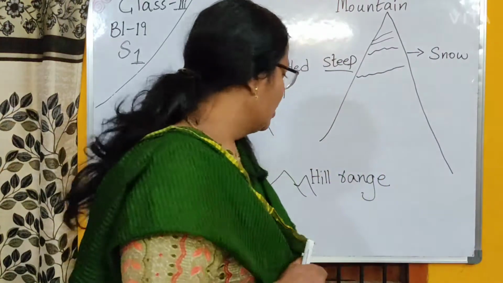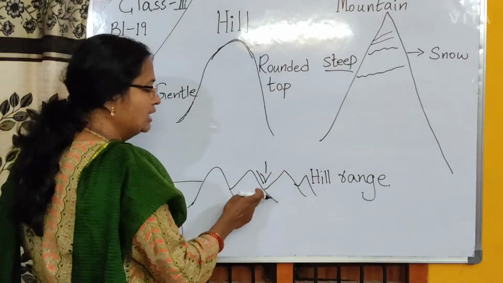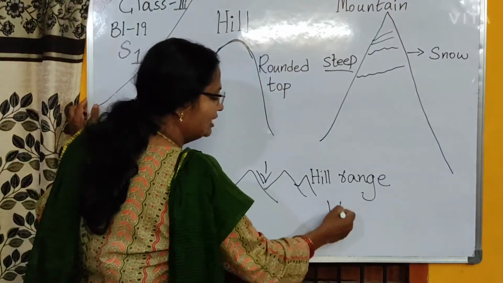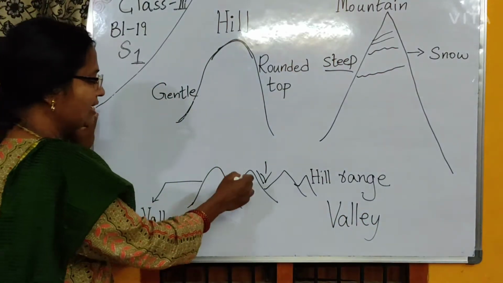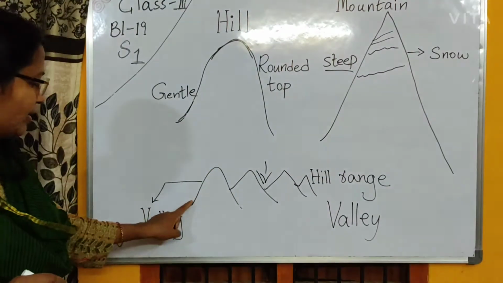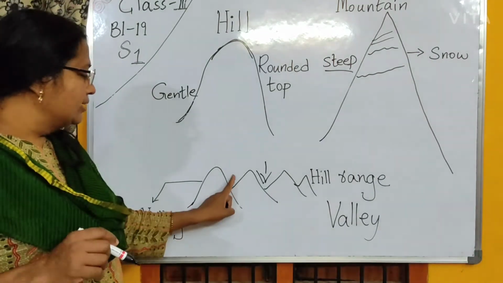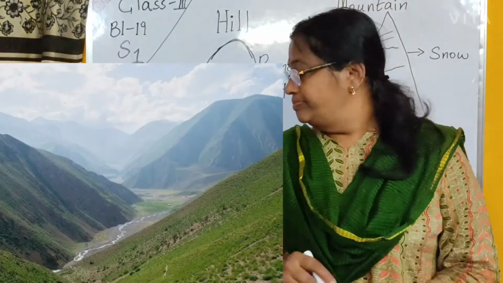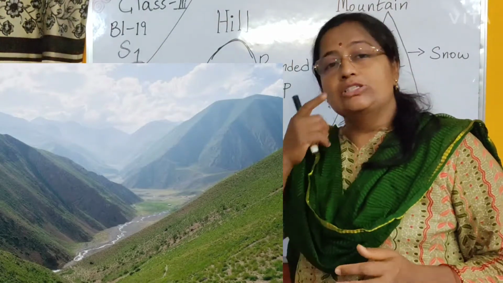The land between two hills or two mountains is known as a valley. What is it known as? A valley. See, here we have a lot of mountains, a lot of hills. So this slope between two hills or two mountains, this region, is known as a valley. The region between two hills or two mountains is known as a valley.